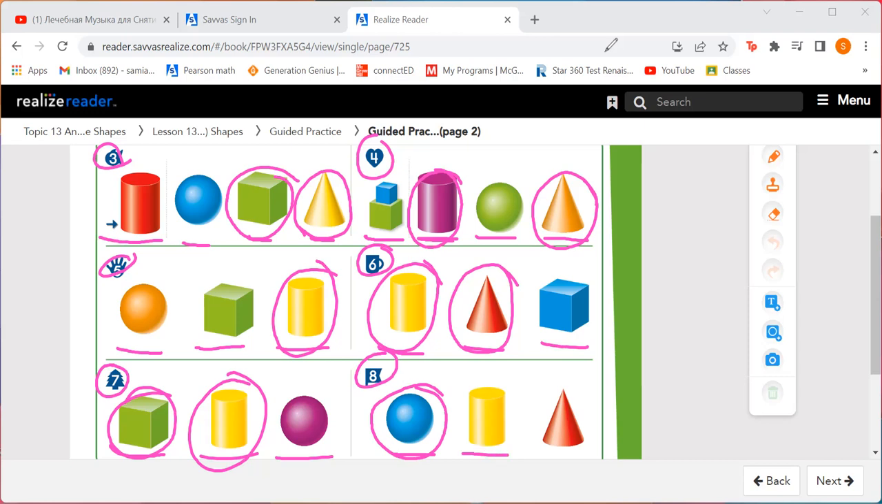Can we stack or slide that object? We can stack a cylinder and we can slide a cylinder because it has the flat sides on top and bottom. So we're not going to circle it. And how about the cone? Can we stack or slide that? We can stack it on the bottom part, and we can also slide it. So we're not going to circle that either. All right, let's move on.